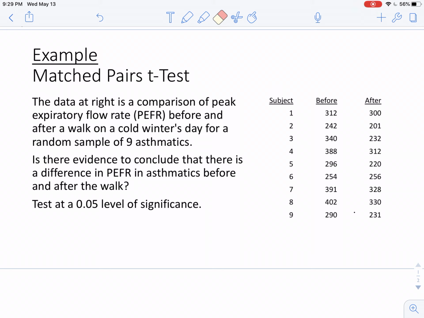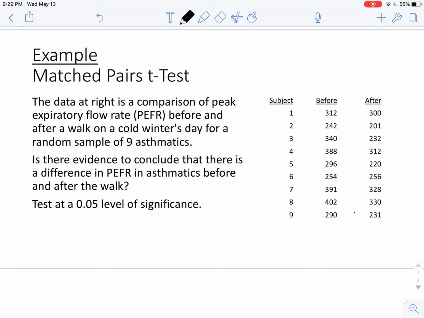What makes this a matched pairs t-test and not just a regular t-test for mu1 minus mu2 is that the data is paired. Each pair of data came from a subject, person 1, person 2, all the way through person 9. So we have 2 pieces of data for each subject, and that's what makes this a matched pairs t-test instead of a regular t-test for mu1 minus mu2.